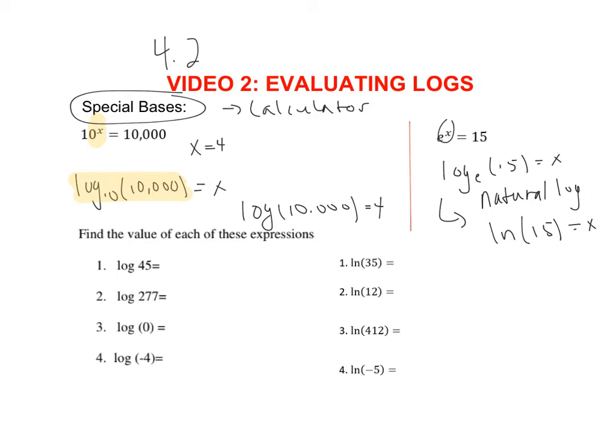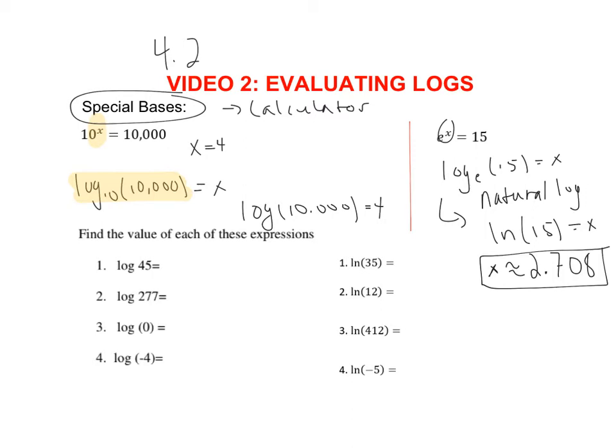And again, your calculator can do this, and these two buttons are right under the second button, so you'd hit ln of 15, and we get an approximation. x is approximately 2.708. And that is what the natural log of 15 is. It's just a constant.